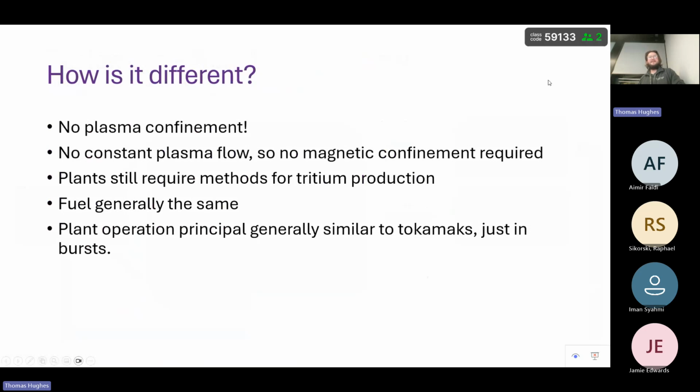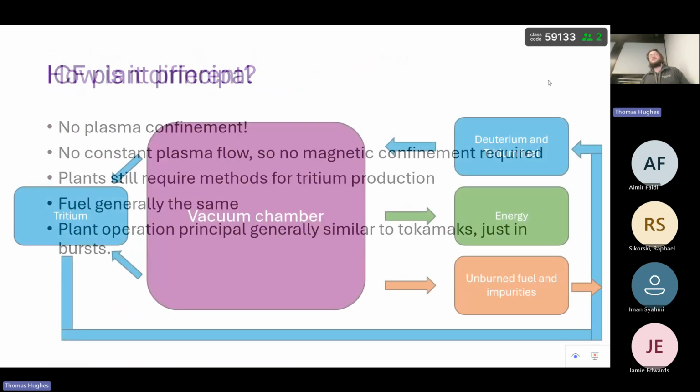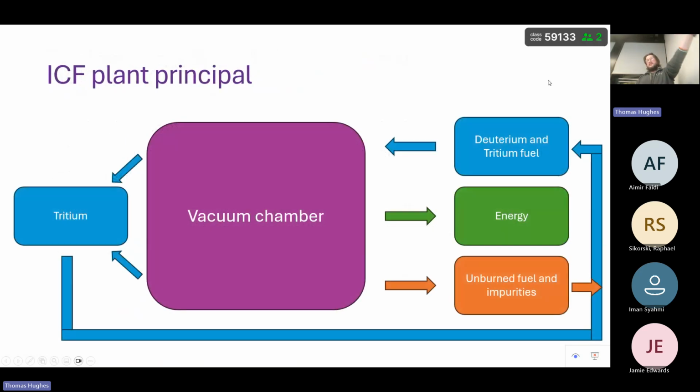I'm sorry, but you don't have a constant plasma flow. But you still require tritium production if you're using tritium fuel. And it's generally the same, similar to how Tokamaks run. So the only change I'd actually make to this is calling it a vacuum chamber rather than a plasma containment, and then I just have it pulsing instead of constant. But that's generally the sort of thing we're looking at for these.